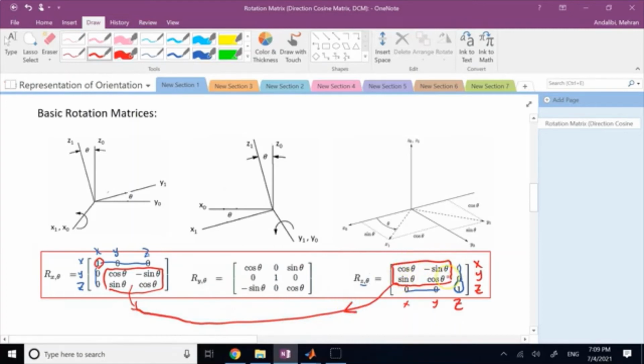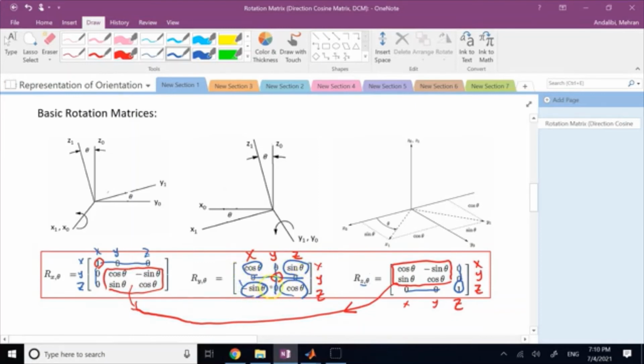Okay? Cosine, negative sine, sine, cosine. In the case of y, you have the same principle that I told you. The y element is 1, and the rest of the row and the column for y are 0. And then for the remaining part, again, the determinant is 1, but this time instead of cosine, negative sine, it is cosine, positive sine, and then negative sine.